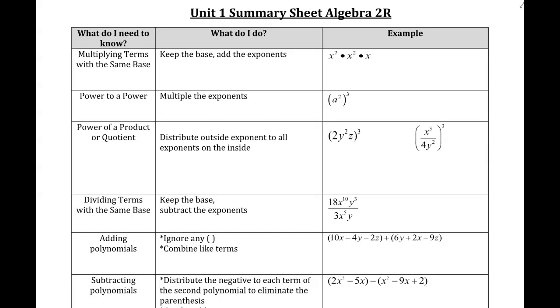Hello, this is review of Unit 1. We're going to start talking about our rules of exponents. When we multiply with like bases, remember we're just going to add our exponents together. We would have x to the 10th because there's an assumed 1 there. When you raise a power to a power, we multiply.